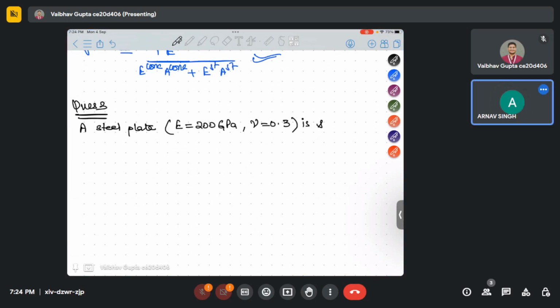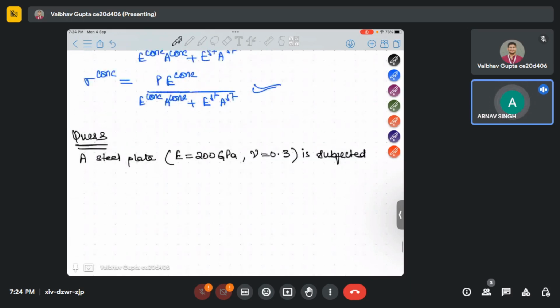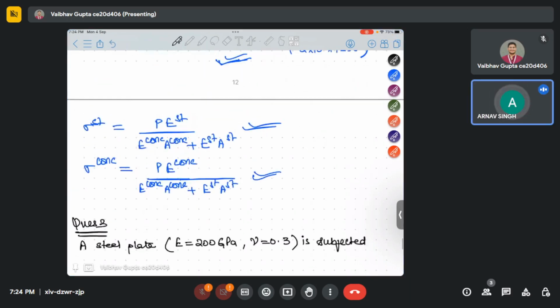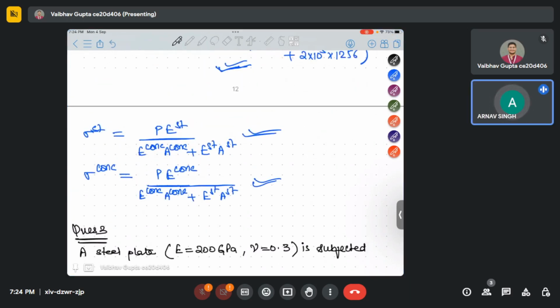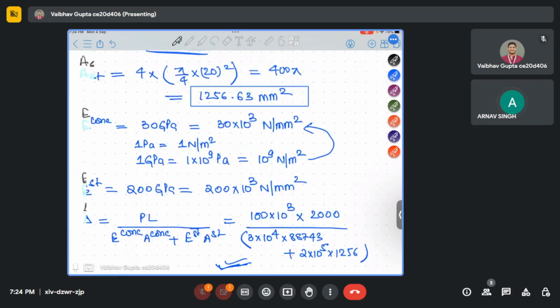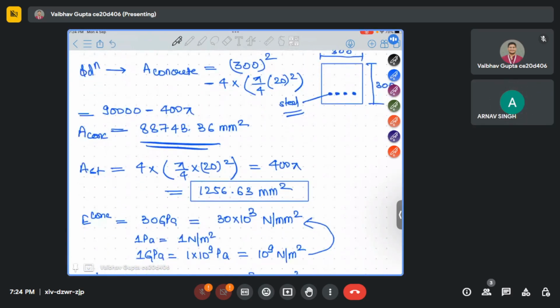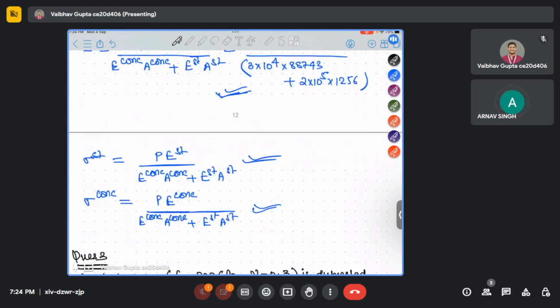Sir, these three conditions that we found above, what will be asked in the question for them? See, in the question they will ask you what is the deflection, what is the change in length, what are the stresses in concrete, what are the stresses in steel. You have to find all these things with the help of this formula.